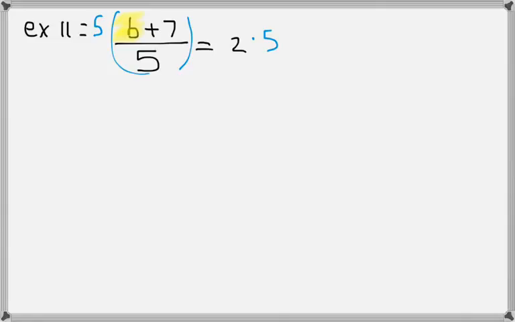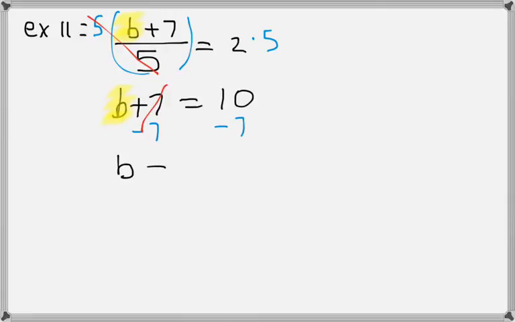So on the left there, a 5 divided by a 5 is going to divide to equal a 1, leaving us with b plus 7 is equal to a 2 times 5, which is 10. We're still trying to isolate that b. So we have b plus 7 equal to 10. How do we get rid of that plus 7? We're going to subtract 7. So we get b, the plus 7 and the minus 7 equals 0, so it cancels out, is equal to 10 minus 7, which is 3.